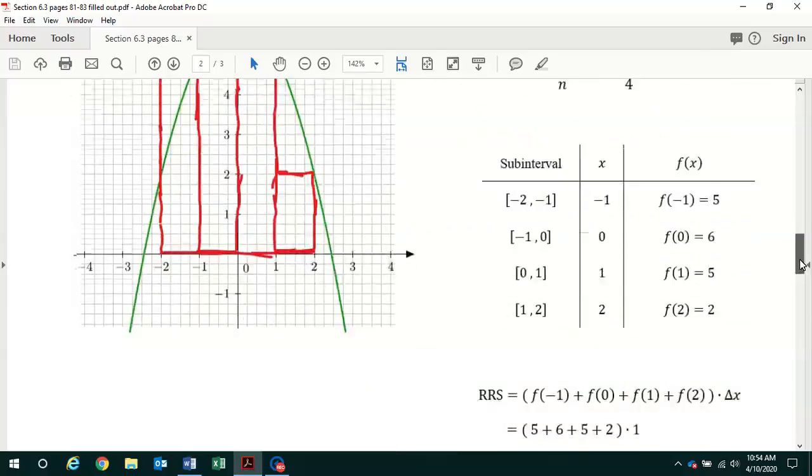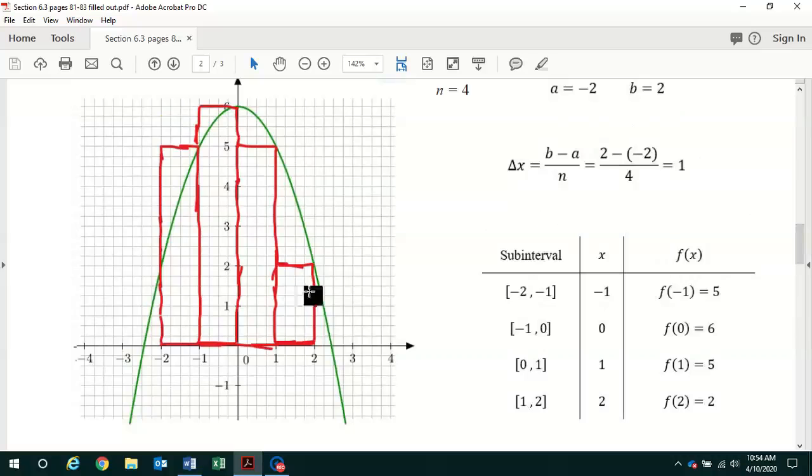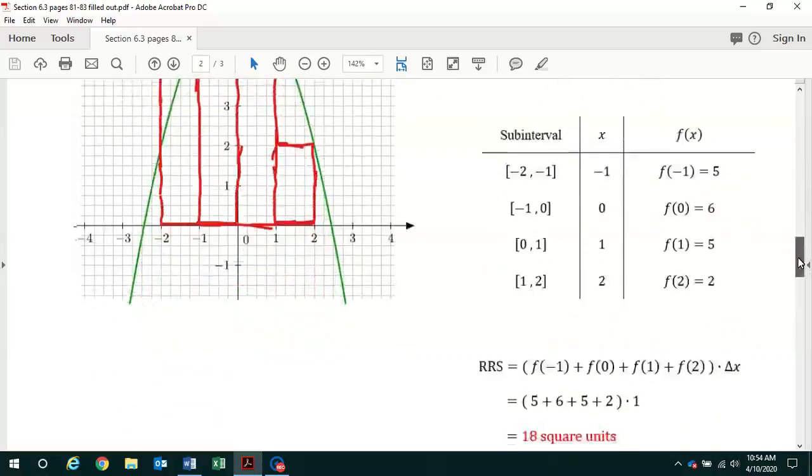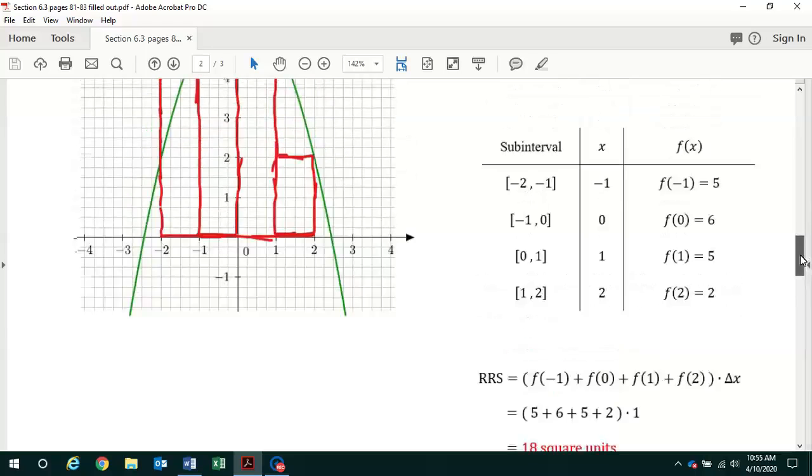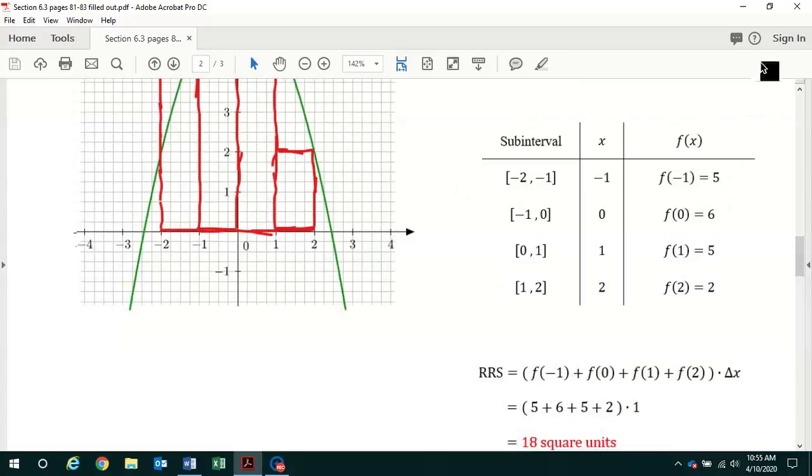To calculate the total area, you see I've drawn the 4 rectangles. For each rectangle we take the height times the width, but the width is the same, so you can just add up the 4 function values and then multiply that sum by delta x. The sum of the 4 function values is 5 plus 6 plus 5 plus 2, which is equal to 18, and 18 times 1 is 18. So the total area of our 4 rectangles is 18 square units.